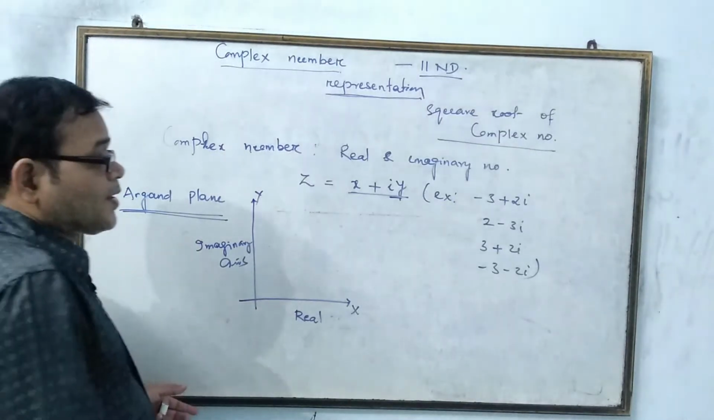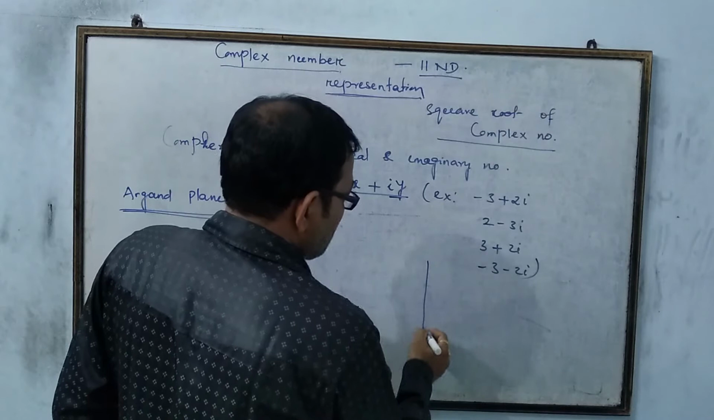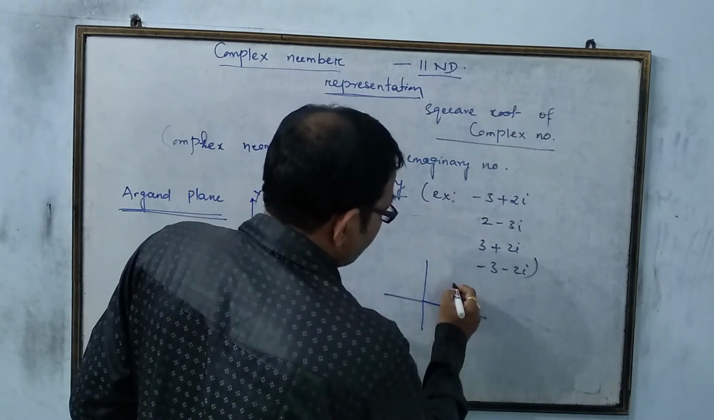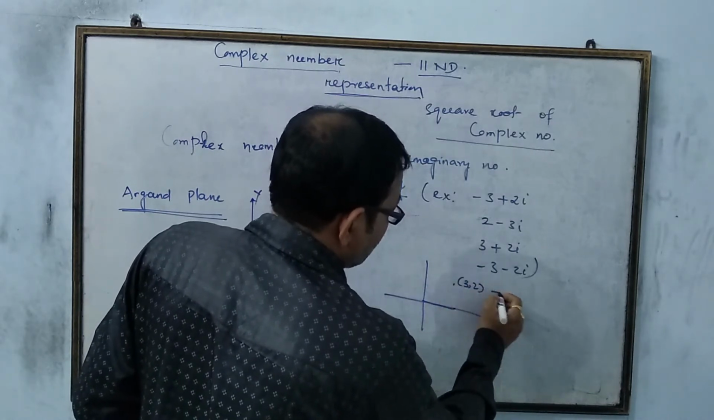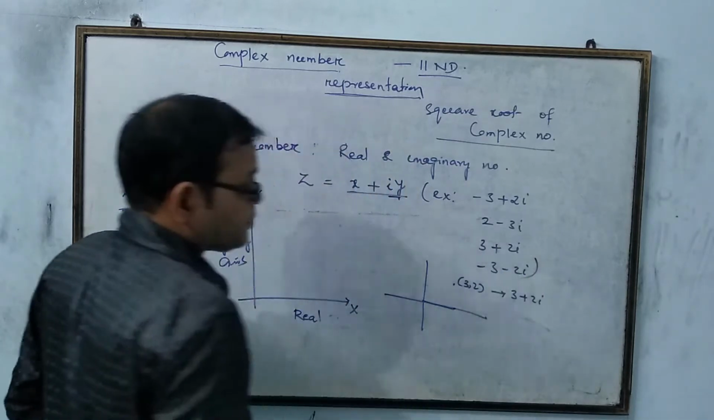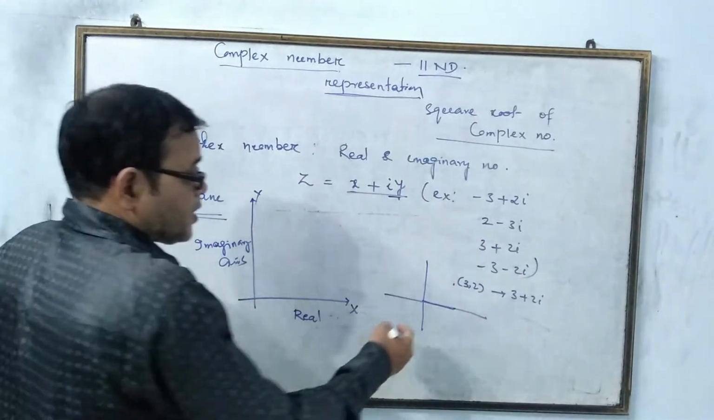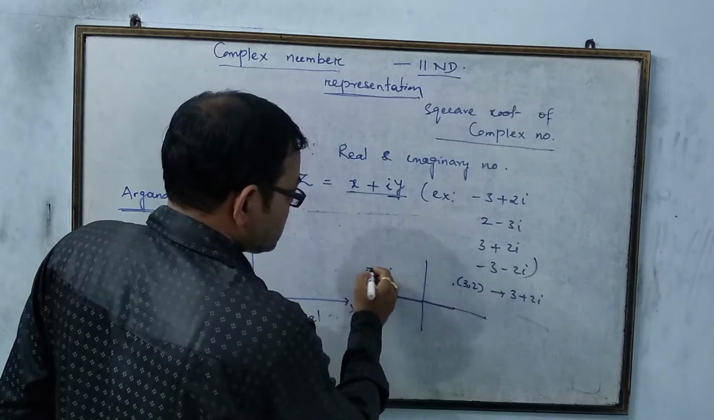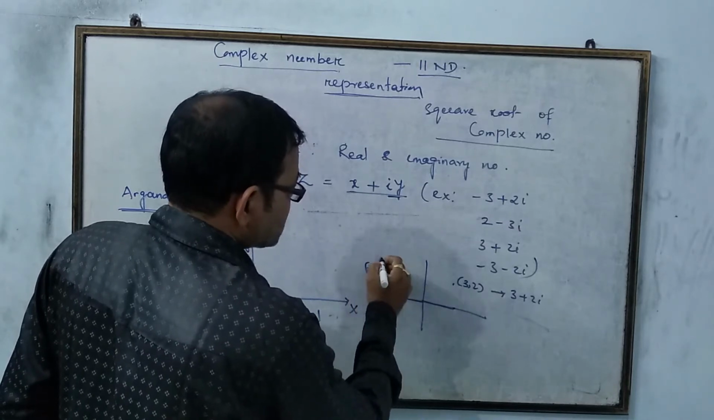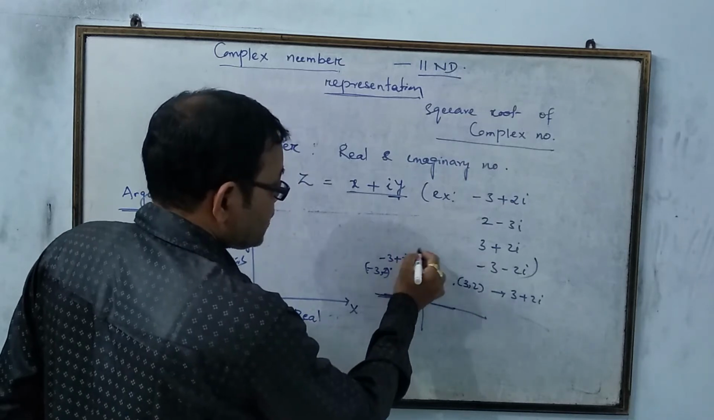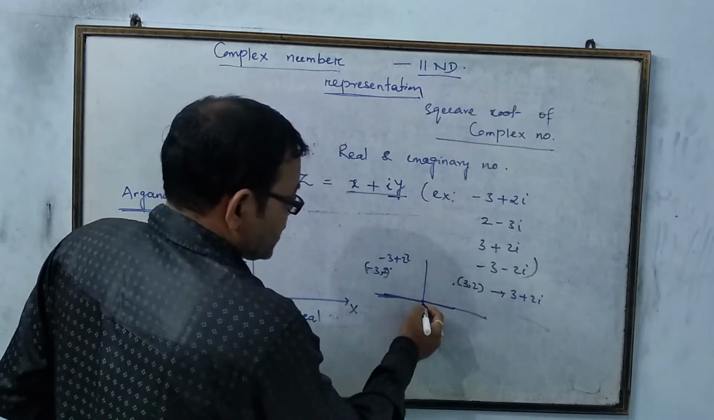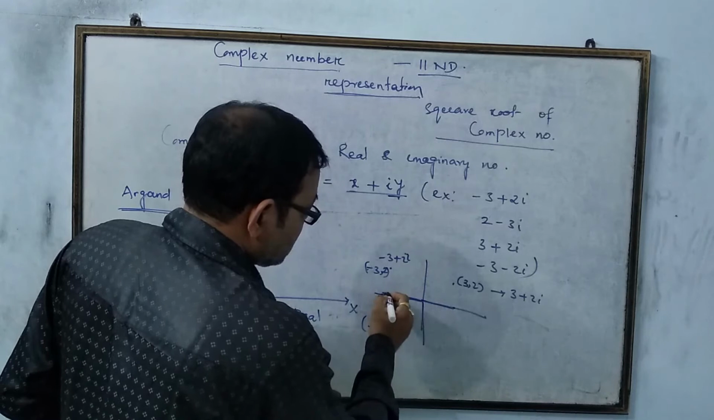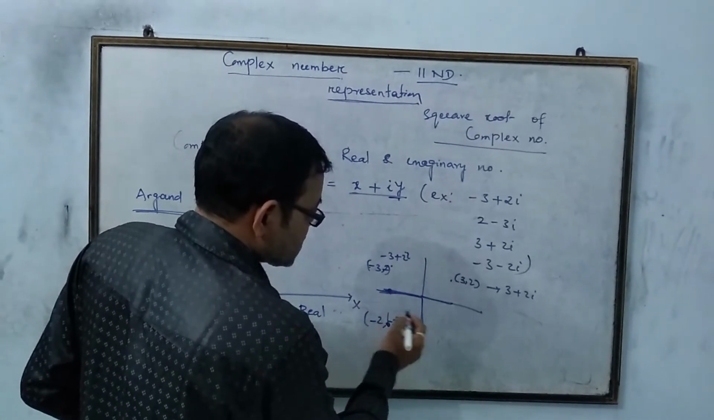That means if I say 3 plus 2i, x is 3 and y is 2, and the complex number notation is 3 plus 2i. Like this, if I say minus 3 plus 2i, you can see this is minus 3 and plus 2. Similarly, here I can say minus 2 and minus 3, so minus 2 minus 3, this point.